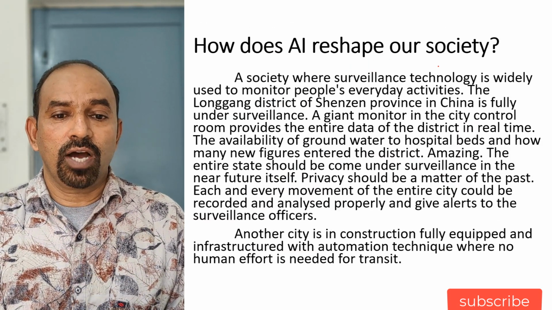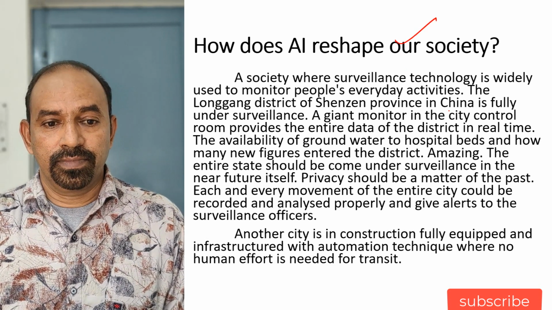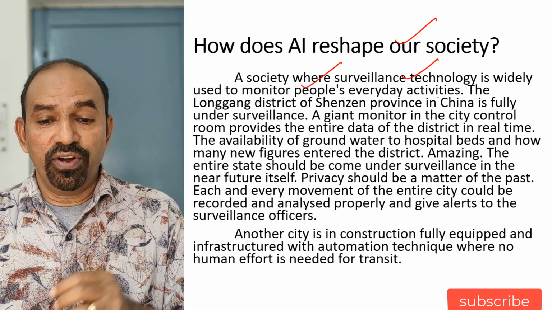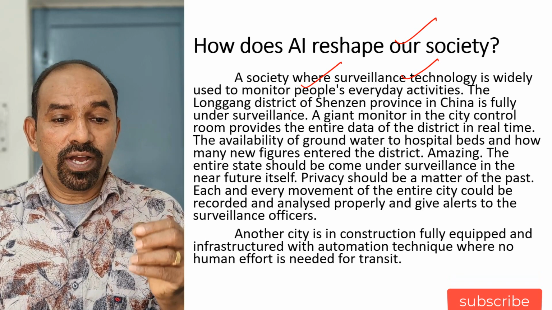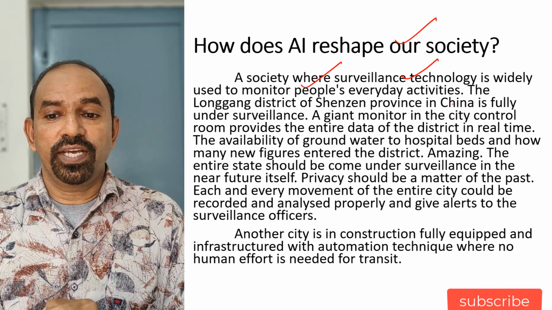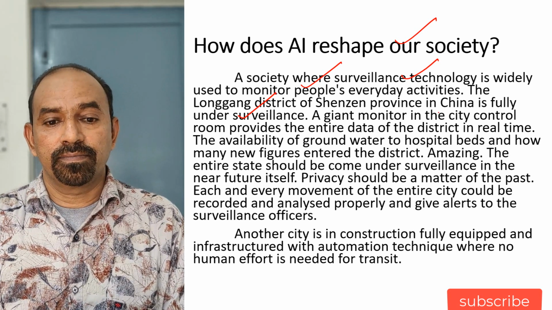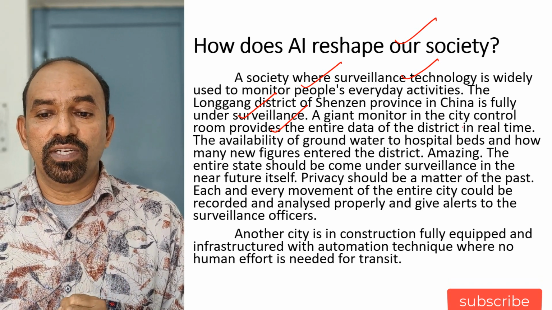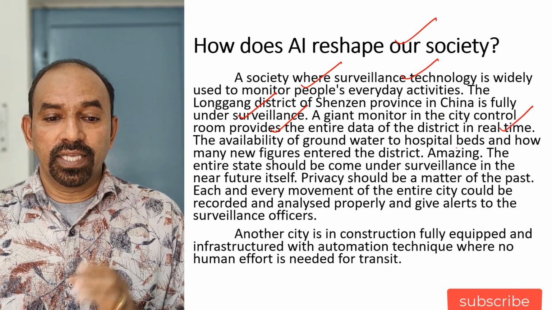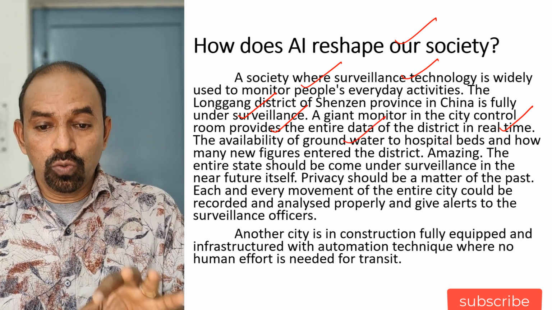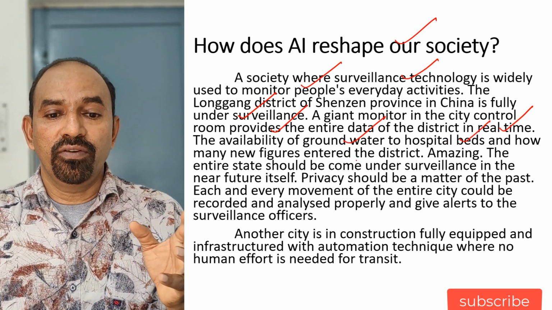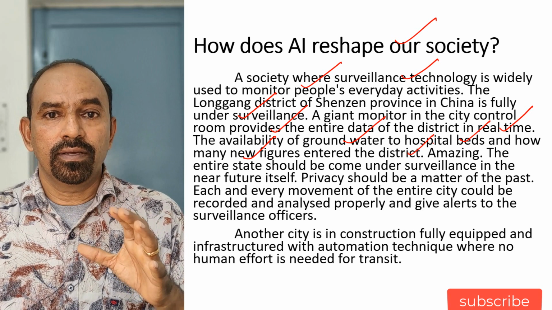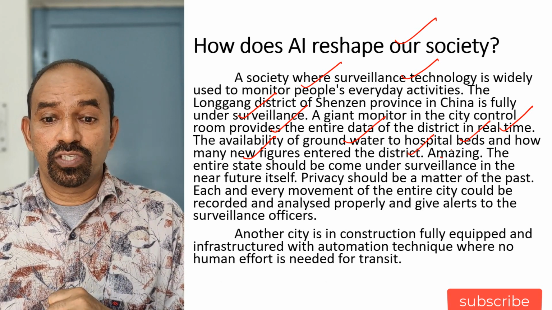Now, look at this page. How does AI reshape our society? A society where surveillance technology is widely used to monitor people's everyday activities. The Longgang district of Shenzhen in China is fully under surveillance. A giant monitor in the city control room provides the entire data of the district in real time: the availability of groundwater, hospital beds, and how many new people entered the district. Everything will be recorded. It's amazing.